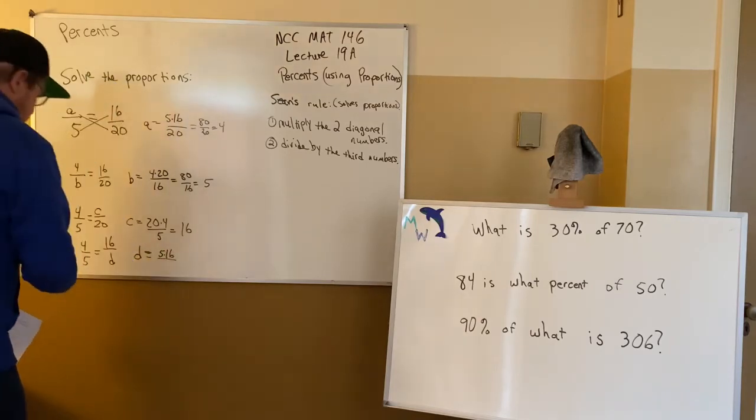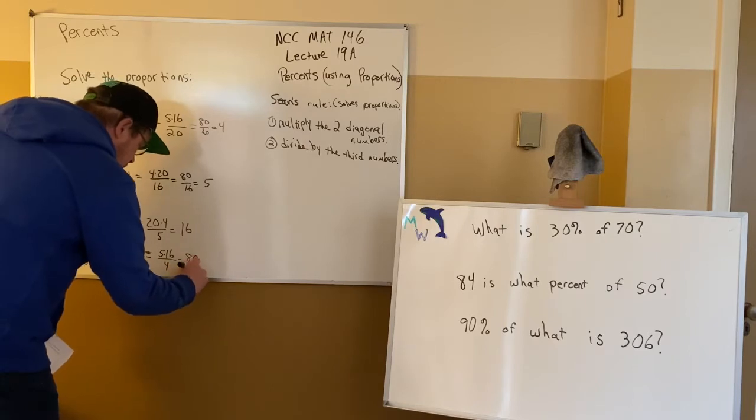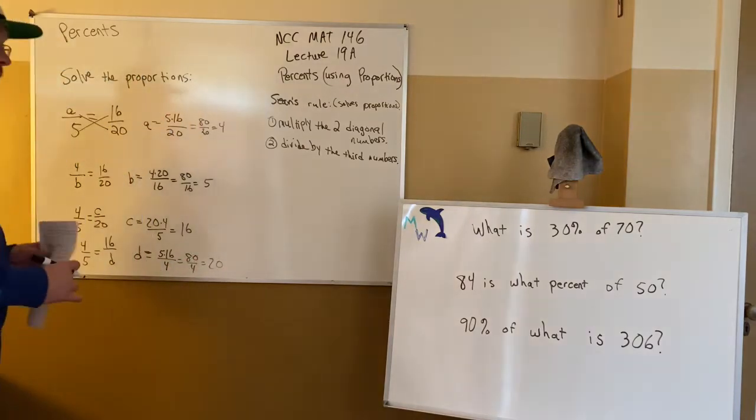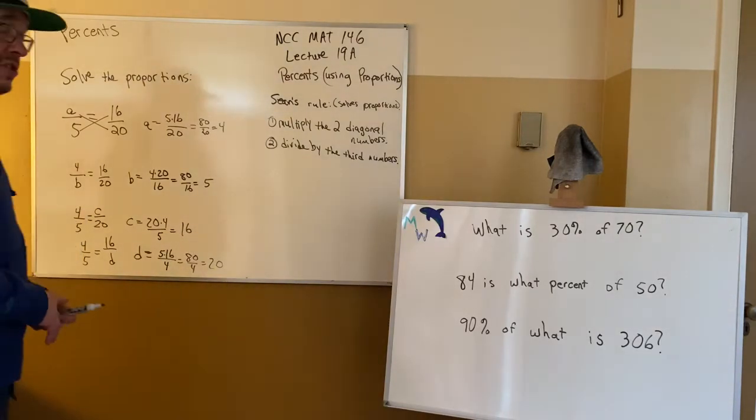Those two will make 80, whichever order they're in, and divide by 4. Get me 20. So that's Chons Rule. And so I'm going to use that to get through each of the proportions that I set up.